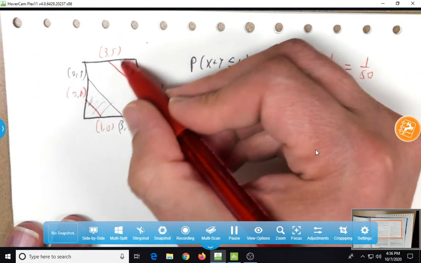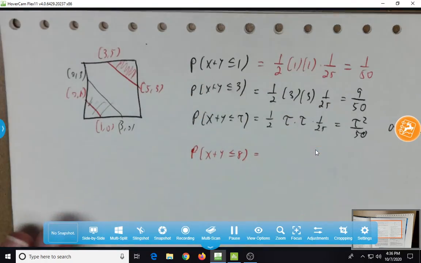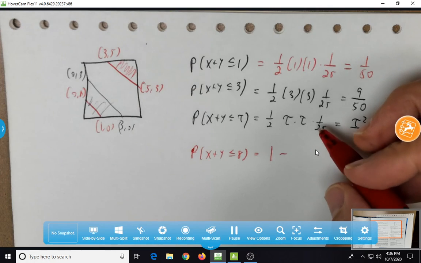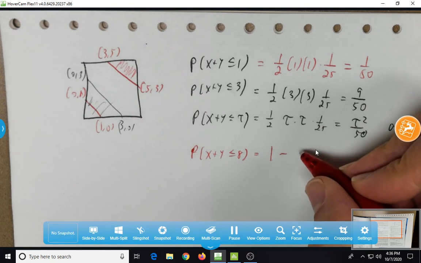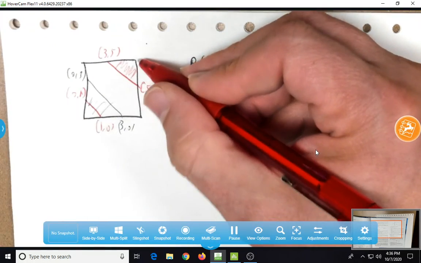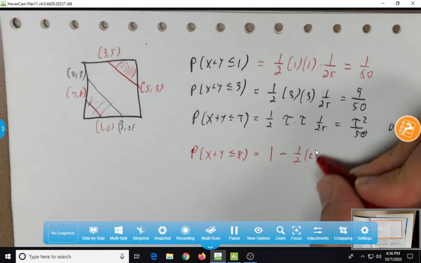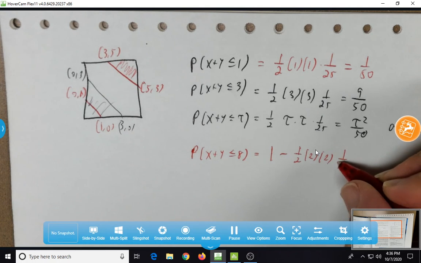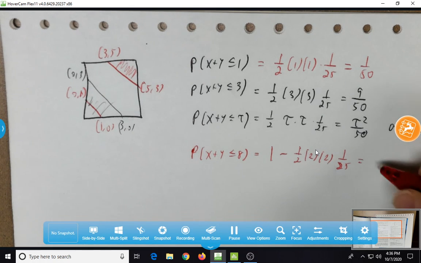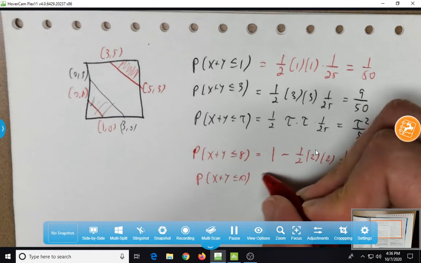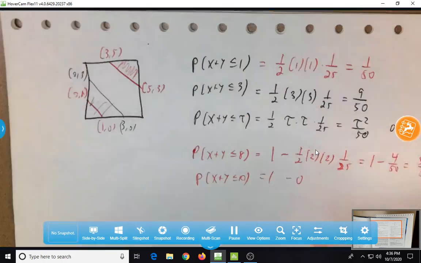And so what I could do is figure out the 1 minus that area up there. So this will be 1 minus the area, which will be 2 more up to this, so 1/2 times 2 squared times the PDF 1/25. That will give me 1 minus 4 over 50, or 46/50ths. If I wanted to find the probability of x plus y is less than or equal to 10, well, that would just be 1 minus 0 because there's no area there.